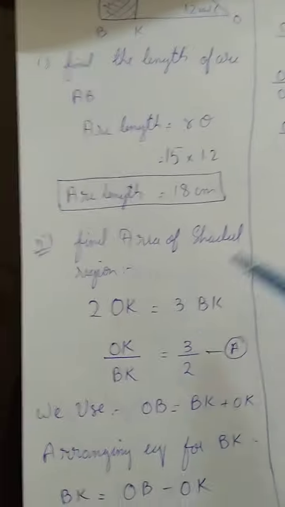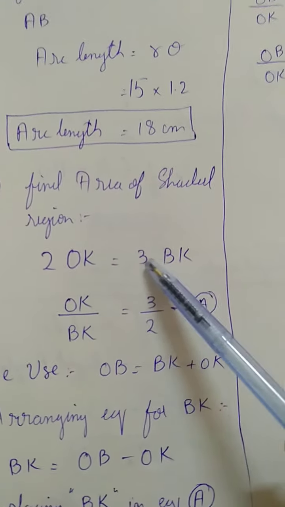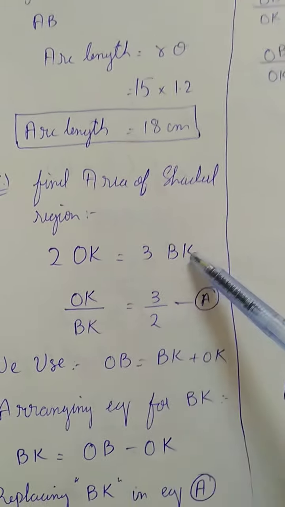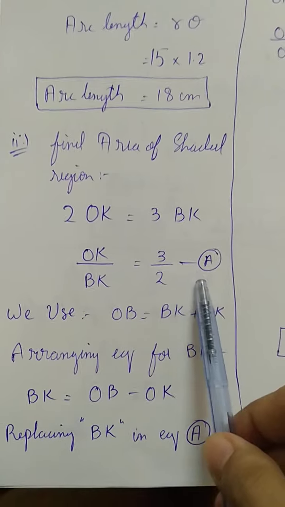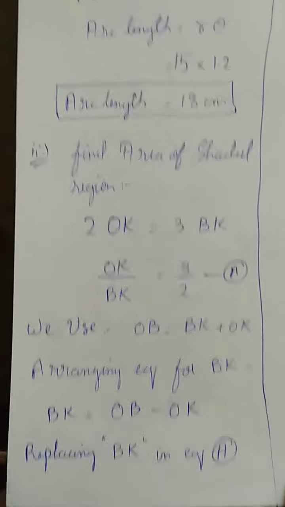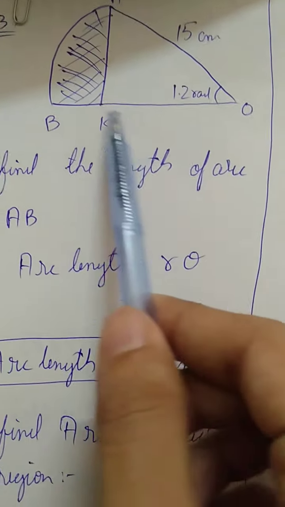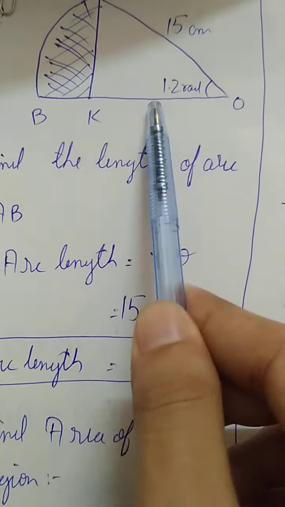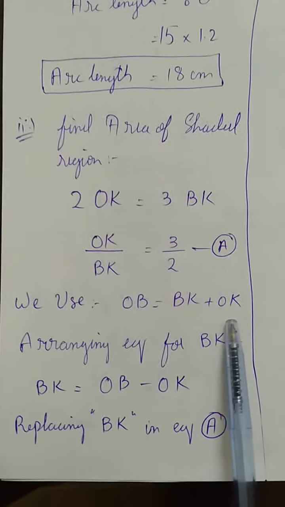So let's see. We have used this relation here again. OK is at its place, BK is multiplying here with 3, here it will divide, and then 2 is multiplying here, it will divide. So we have just replaced them in the cross fashion. So this is equation 1, equation A, I have named it here. Now from looking at the diagram, we have created this relation: the whole length OB, from O to B, is equal to OK and BK. If we add these two sides, BK and OK, we will get the entire length OB. So we have used this relation here, OB equals BK plus OK.